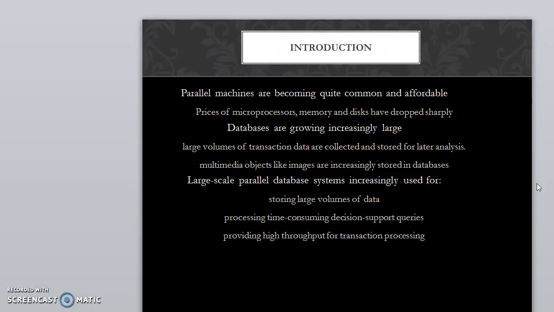The prices of microprocessors, memories, and disks have dropped sharply, so the databases are growing in number. Large volumes of transactions are collected and stored for later analysis. Multimedia objects like images are stored in the databases. Large-scale parallel databases are used for storing large volumes of data and processing time-consuming decision support queries, and they provide high throughput for transaction processing.